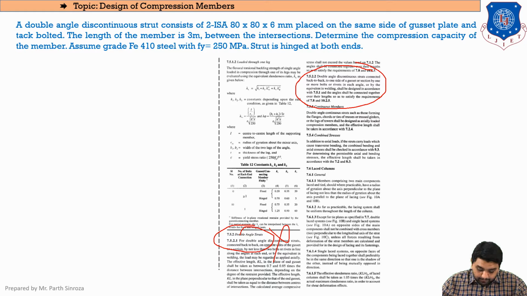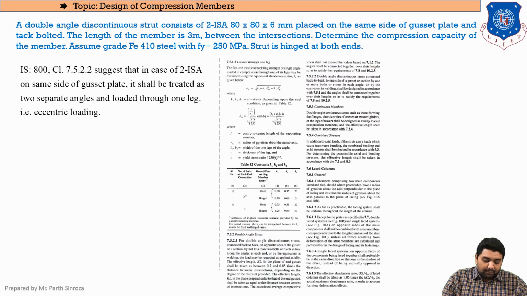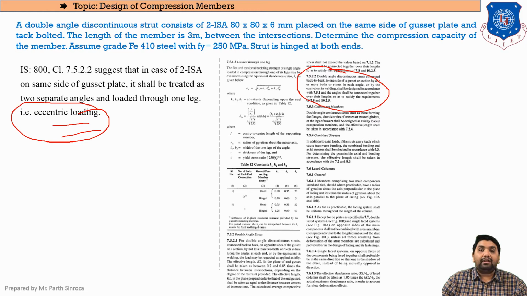And as you can see from the clause, if the ISA is connected on the same side of GP, it will be considered as eccentric loading. So whenever clause 7.5.2.2 applies, we will always consider it to be eccentric loading. Therefore, we will be finding the value of lambda E from this page, page number 48.